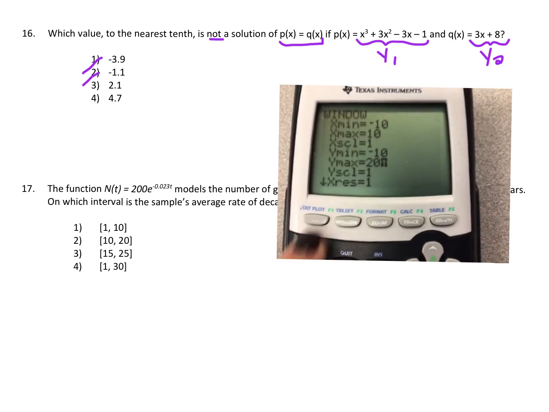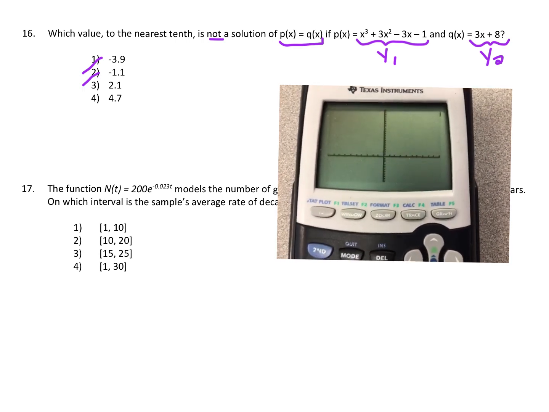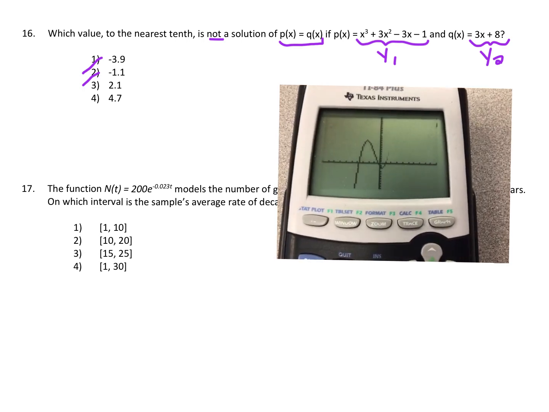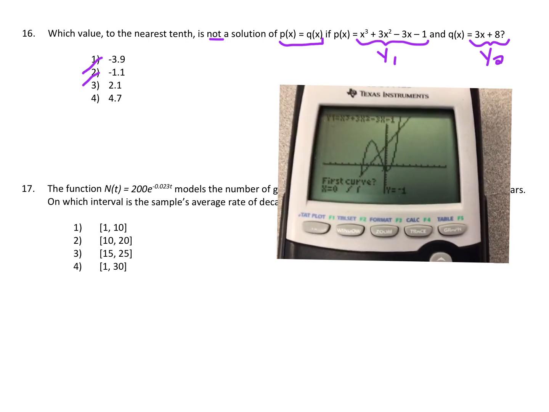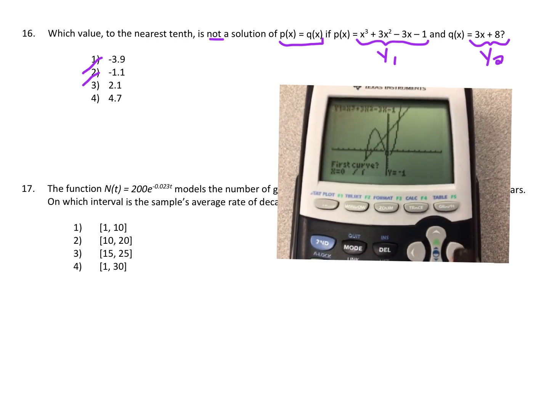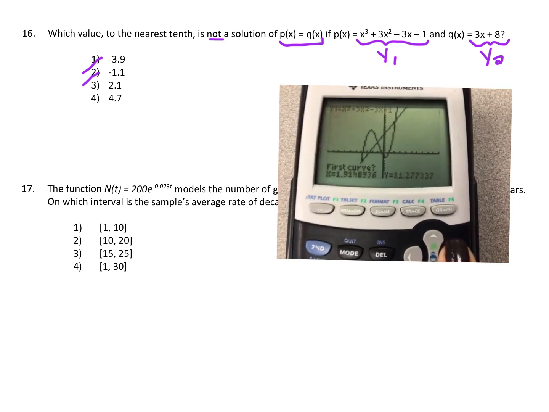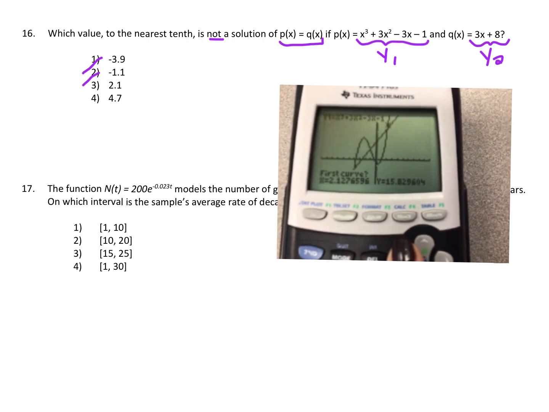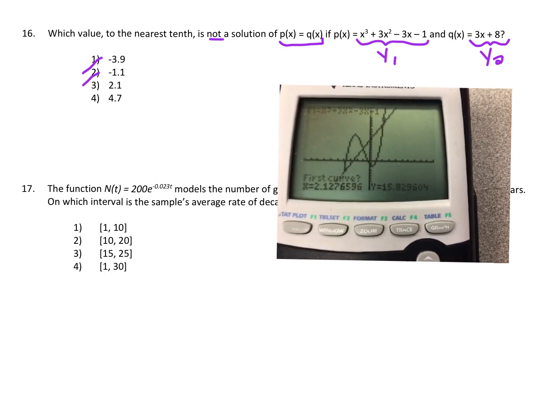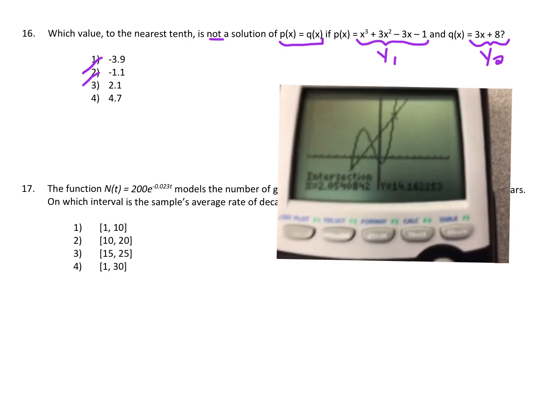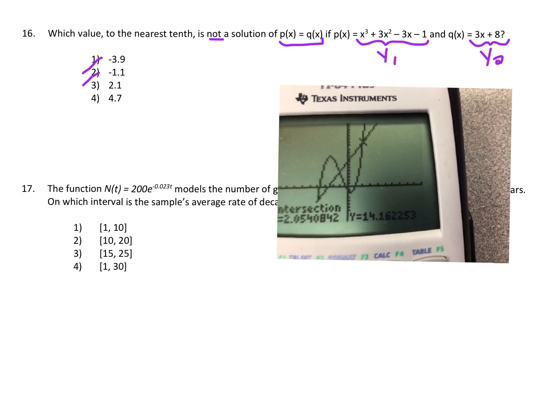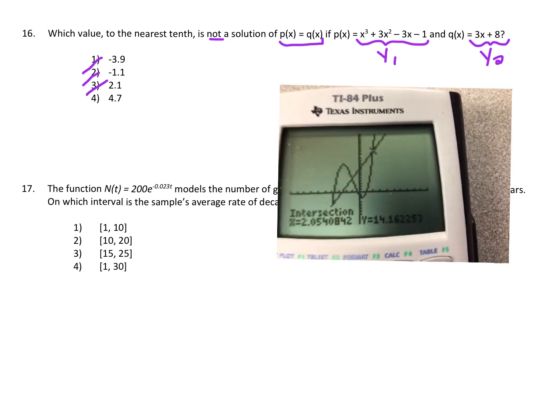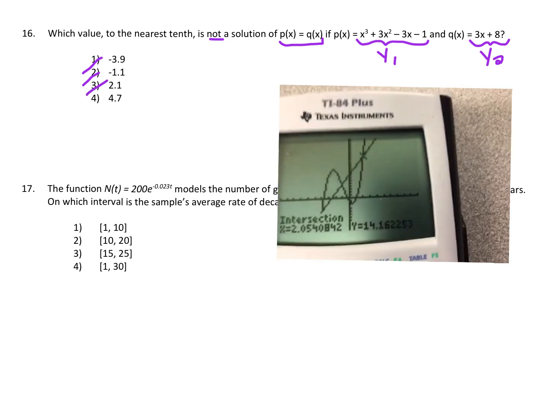And now when I go to second trace, intersect, let's see if we could see that final point of intersection. Awesome, we can. So now I'm just going to move my cursor over by that point of intersection. And when I hit enter, enter, enter, it says it's right here at about 2.05, so 2.1. So choice 3 is not our answer either. So that being said, choice 4 would be the one that's not a point of intersection.